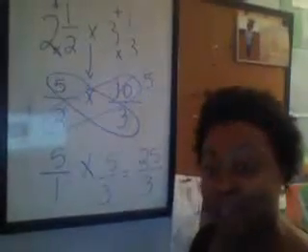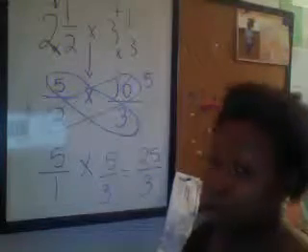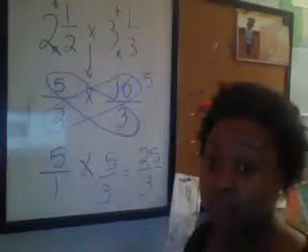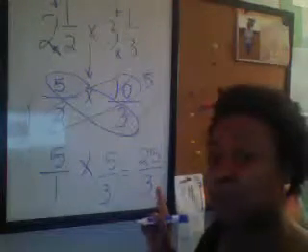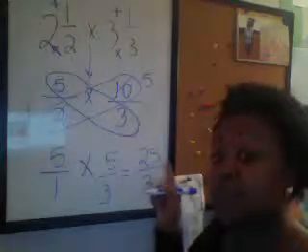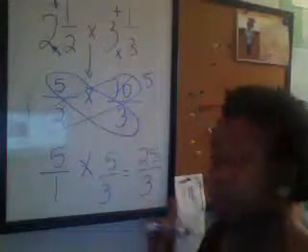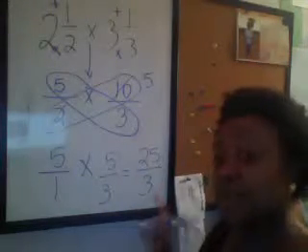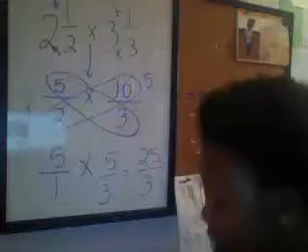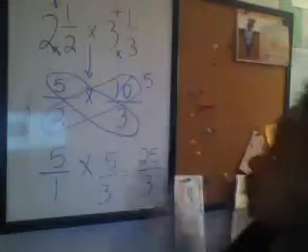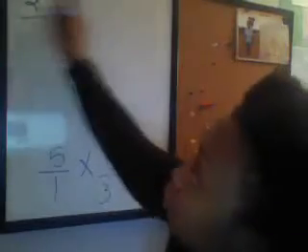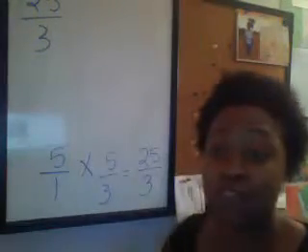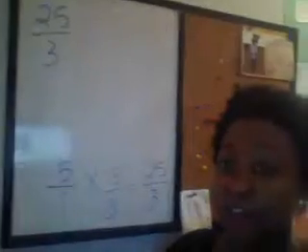But can we leave our answer as 25/3? No. Okay? We cannot leave our answer as 25/3. We have to turn this improper fraction. And the reason it's called an improper fraction is because the numerator is greater than the denominator. So we must turn this improper fraction into a mixed number. Okay? So let's do that. I'm just going to erase the top. So now I have my answer is 25/3, and I want to turn that into a mixed number because I don't want to leave my answer as 25/3.